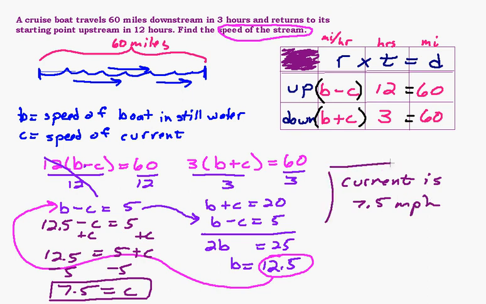Always good to answer a story problem with a little phrase and then label it with the correct label, miles per hour. I hope that helps. And you might want to try solving this by distributing the 12 and distributing the 3 and then using elimination and see if you can get the same answers. That'd be a good exercise.